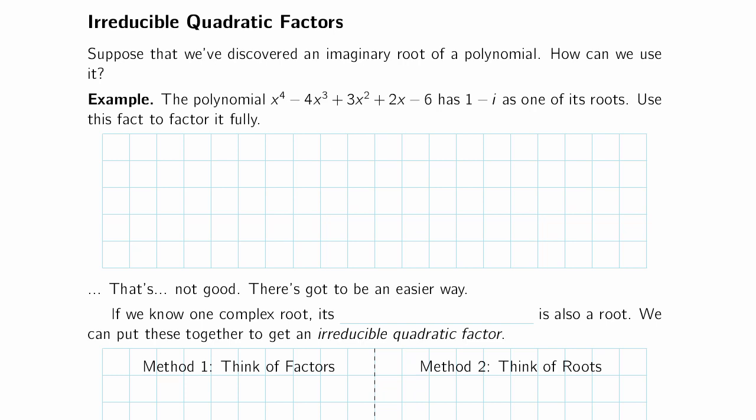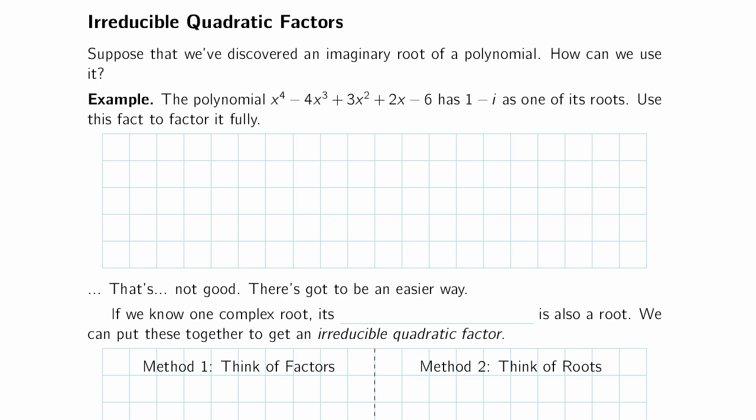Now, suppose that we've discovered some imaginary root of a polynomial. And that's something that we might have, because there are certain methods that will let us discover these imaginary roots. Suppose we've found one. How can we use it? Well, if we've guessed a real root of a polynomial, we know how to use it. Let's try using this imaginary root the same way.